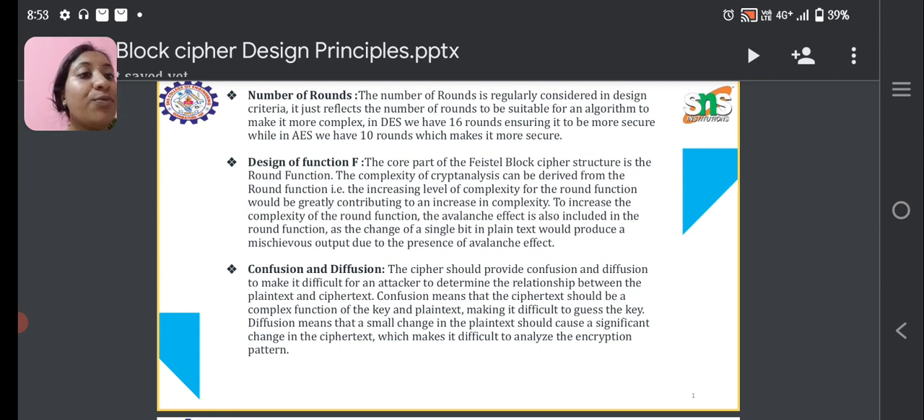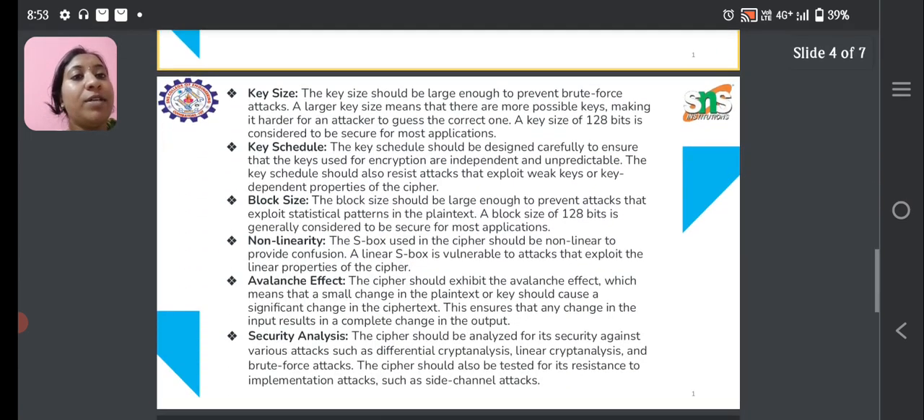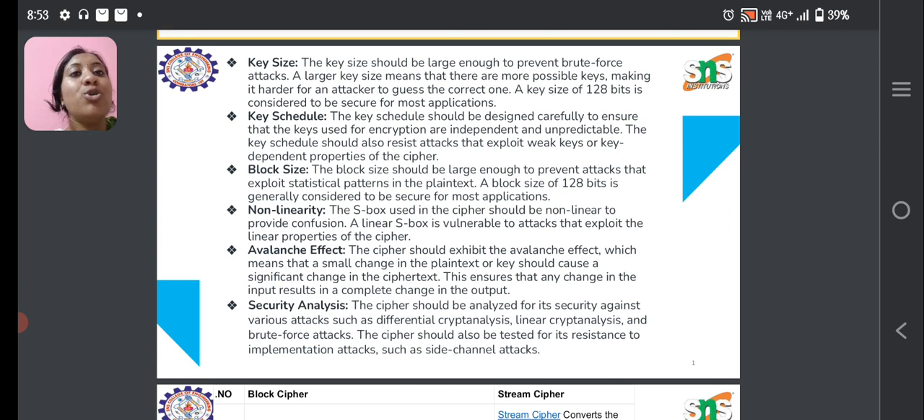A cipher should provide confusion and diffusion between the plain text and the ciphertext. Next, the key size. The key size should be large enough to prevent brute force attacks. A large key size means there are more possible keys, making it harder for a hacker to guess the correct one.